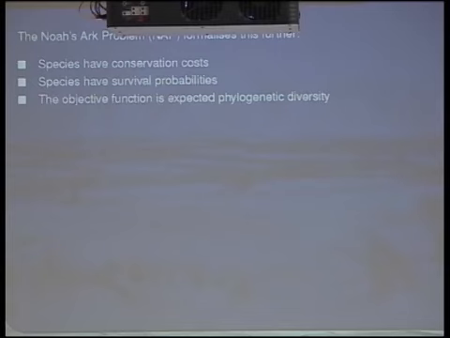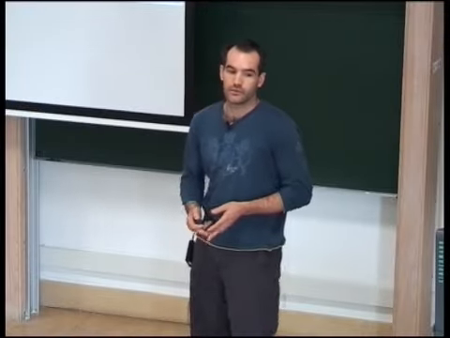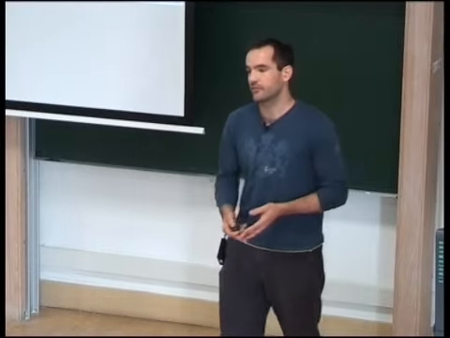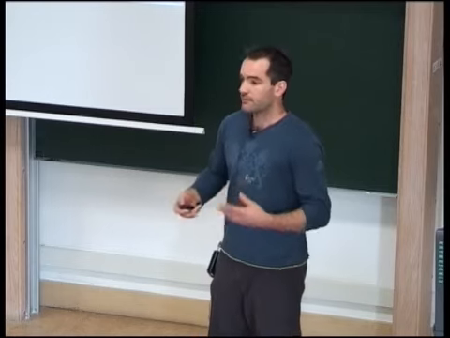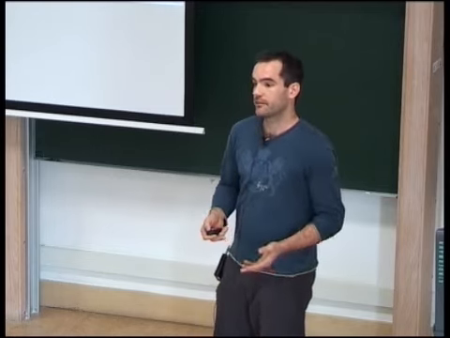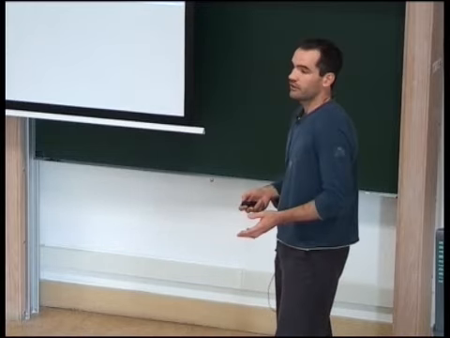Now, Weitzman introduced the Noah's Ark problem. In the Noah's Ark problem, each species has a probability of surviving if it is not conserved, which can be increased by spending some money on its conservation. And the aim now is to maximize the future expected phylogenetic diversity subject to some sort of budget.